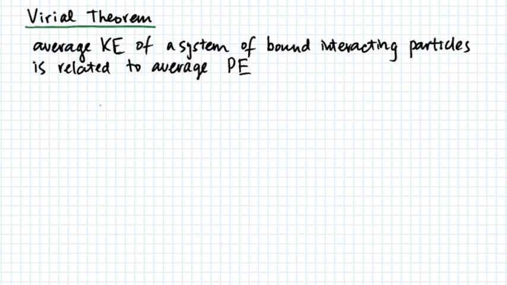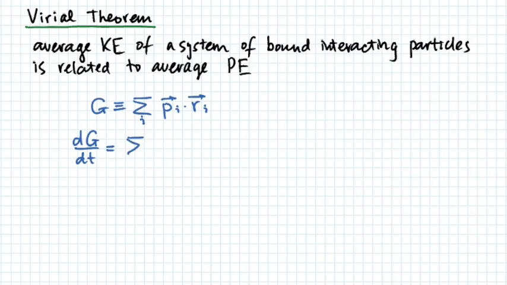First, we write a quantity G, which is defined as a sum of dot product of all momenta and positions of all the particles. Let's find the full time derivative of this quantity G. We use the rule of differentiating a product and we get two terms.